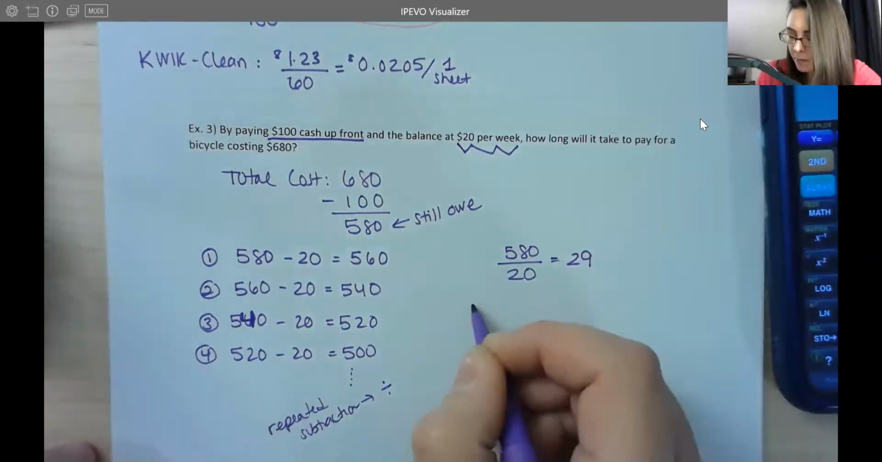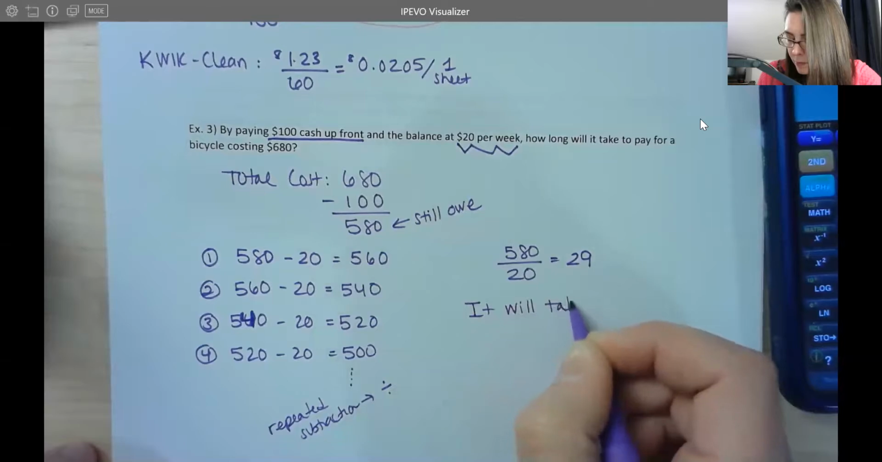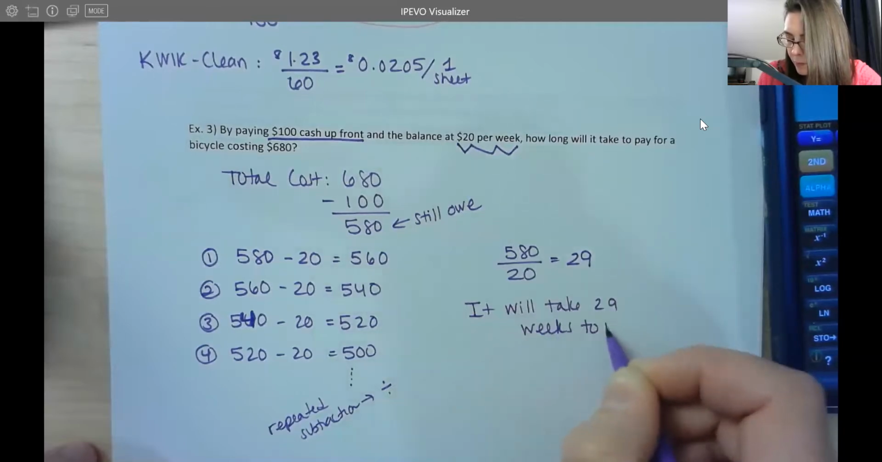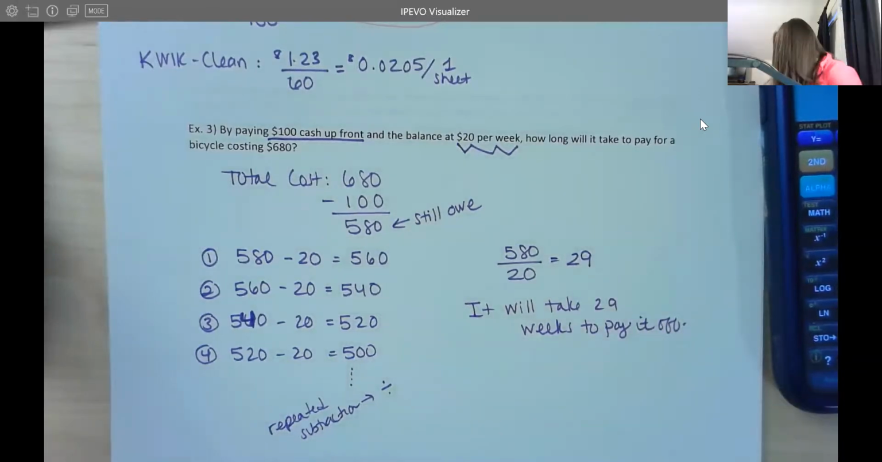So it will take 29 weeks to pay that bicycle off.